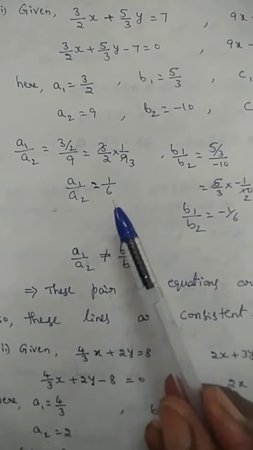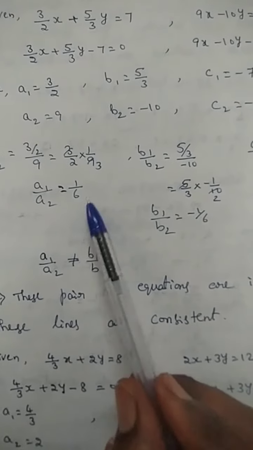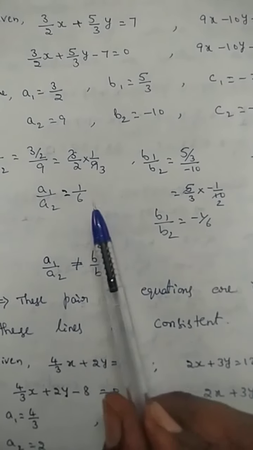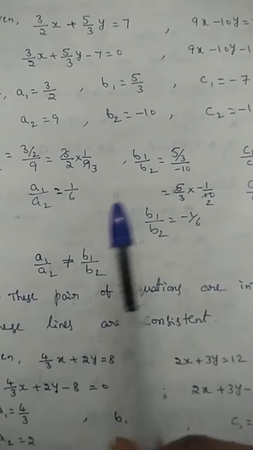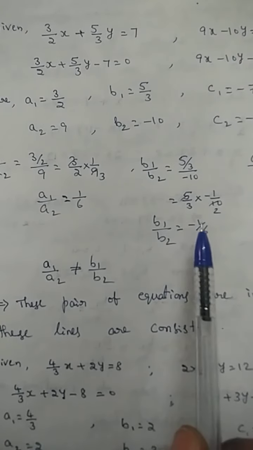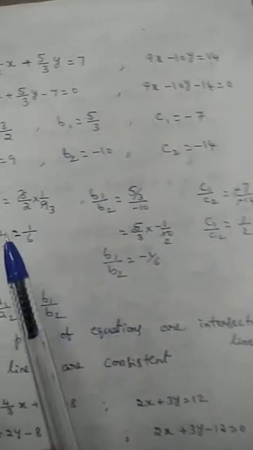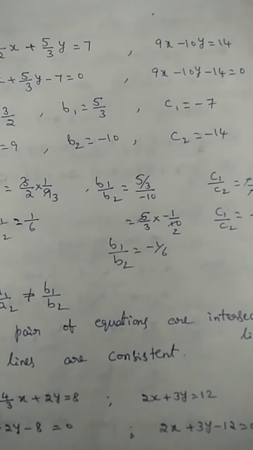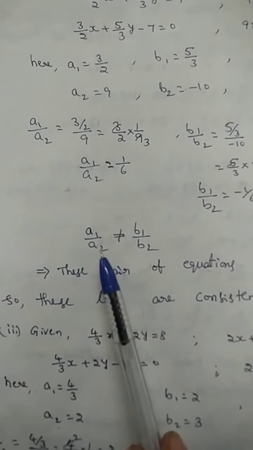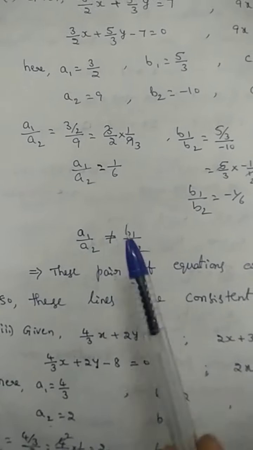Here the ratios: a1 by a2 is 1/6, b1 by b2 is -1/6. Those are not equal. One is positive, the other is negative, so automatically they are not equal. If a1 by a2 is not equal to b1 by b2, there is no need to check the constant ratio. If those are equal, then we go to the constant ratio. If not, just leave the constant ratio. Here, a1 by a2 is not equal to b1 by b2.